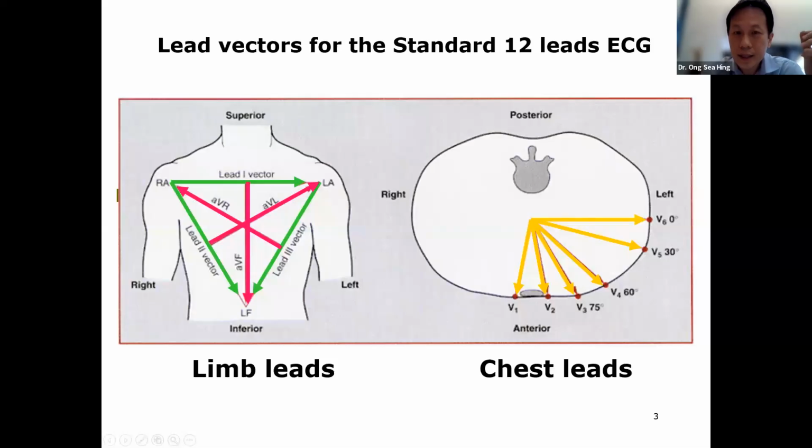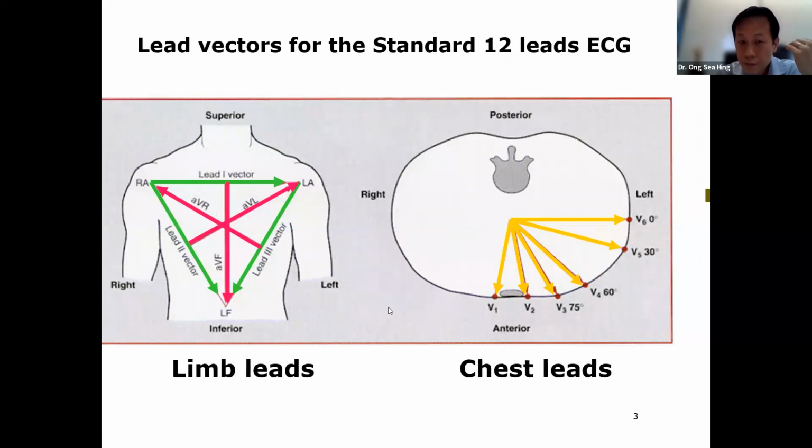Vector that the electricity moves. So the basic thing that I think we all need to understand is that when the electricity of the heart moves towards the lead, it's going to be a positive deflection. And when it moves away from the lead, it's going to be a negative deflection. Okay, that's all I want to say: when the overall electricity is moving towards the lead, it's a positive deflection on the ECG, and when it moves away, it's a negative deflection.